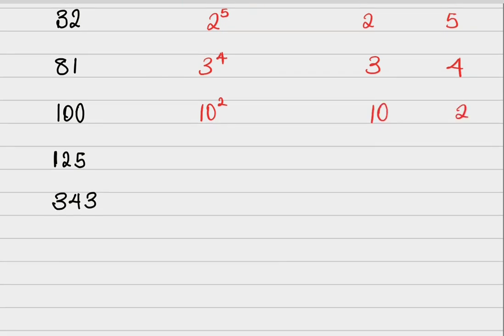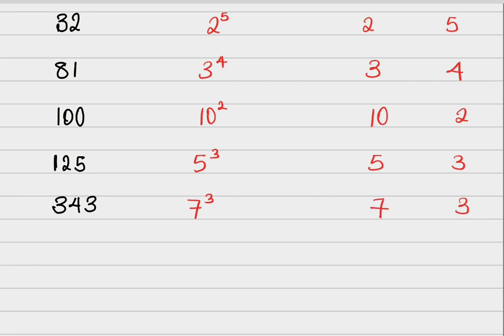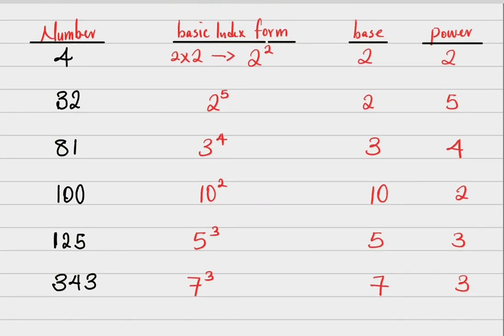Now look at 125. As long as I have 5 behind, I know that 5 is there. So in this case, it is 5 raised to power 3. Then the base is 5, the power is 3. Then I have 243. Now 243 is actually 7 raised to power 3. All right, so the base is 7 and the power is 3. So basically this is an example of numbers and their index form, showing out the base and the power.